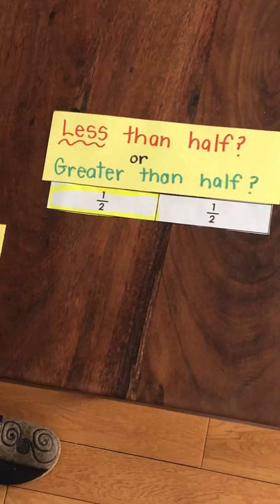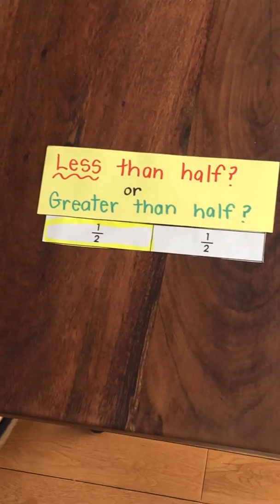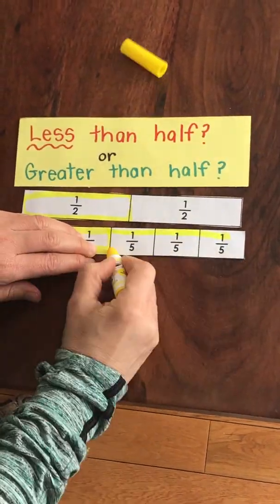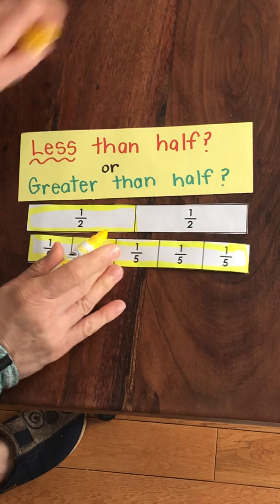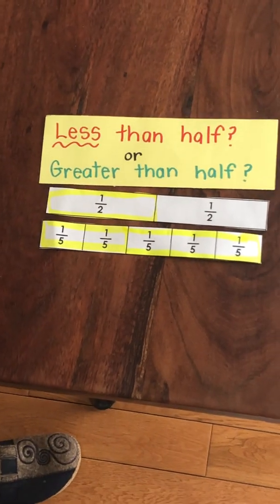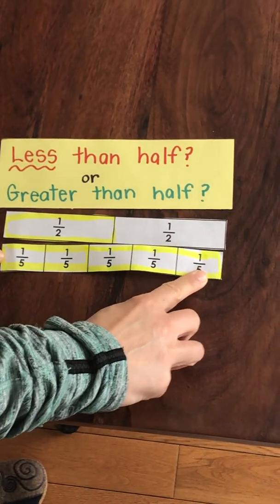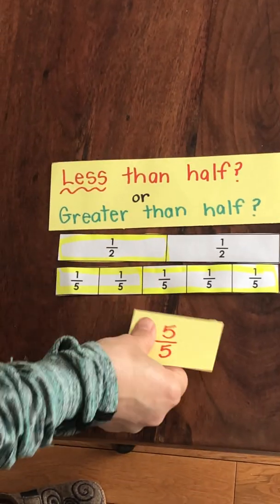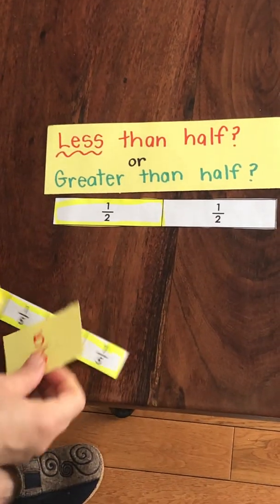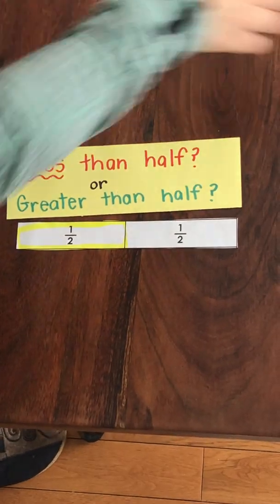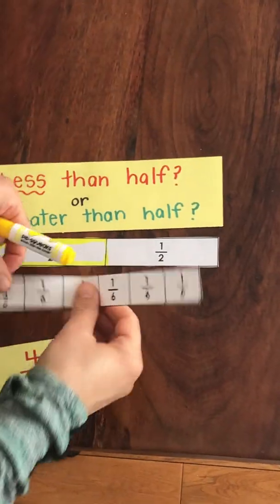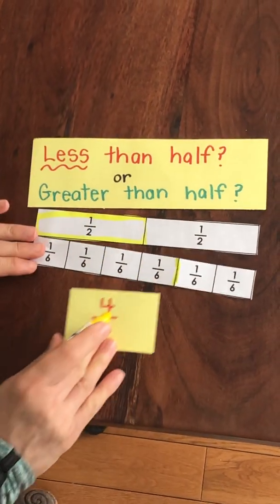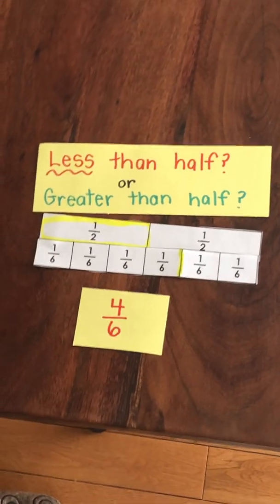Now 5/5. I have to put my 5ths fraction strip again, there it is. So 5/5: anything that is 5 out of 5, 7 out of 7, 20 out of 20, that would equal 1 whole. Okay, so this is greater than half. That's 5/5. All right. Then 4/6: 1, 2, 3, 4. There we go. 4/6. It is greater. Okay.